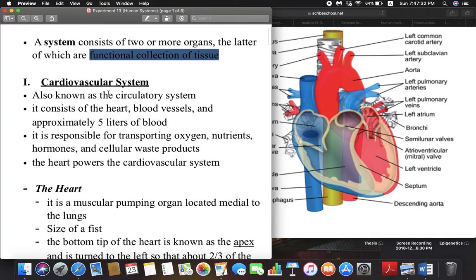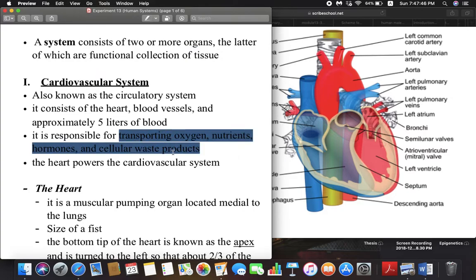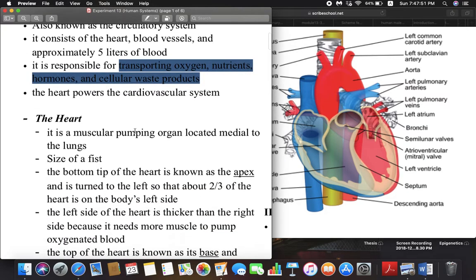The first system we're going to discuss is the cardiovascular system. It's also known as the circulatory system, and it consists of three main things: the heart, the blood vessels, and approximately 5 liters of blood. The main function of the cardiovascular system is to transport oxygen, nutrients, hormones, and cellular waste products throughout the body. The heart powers the cardiovascular system.